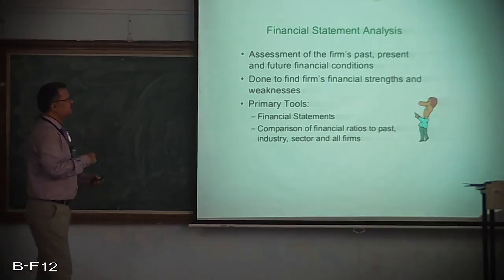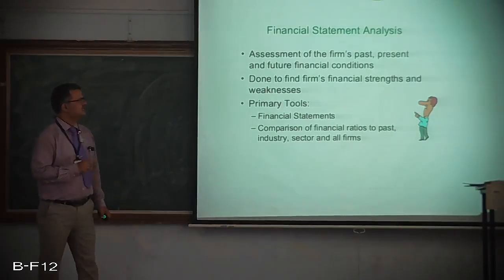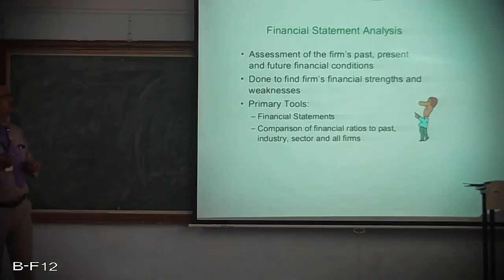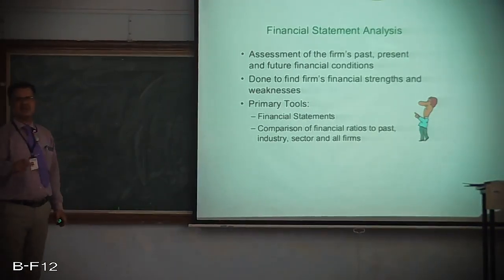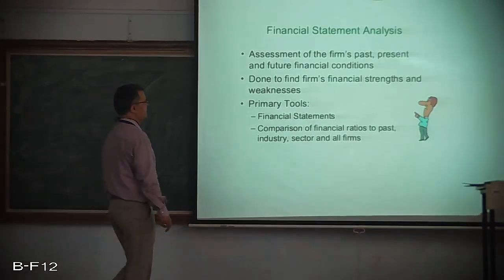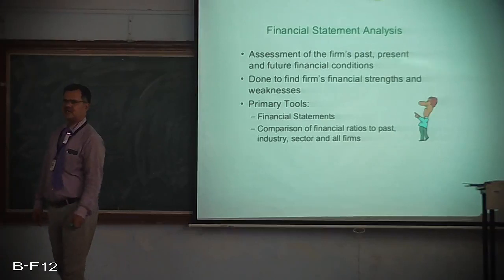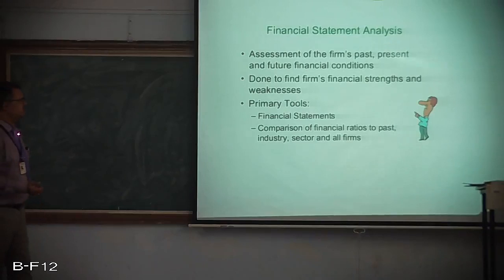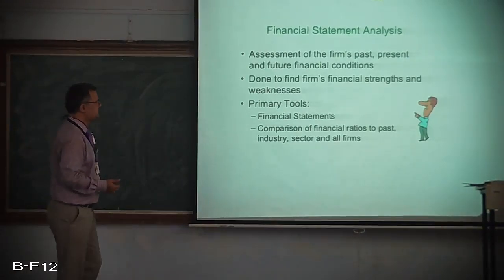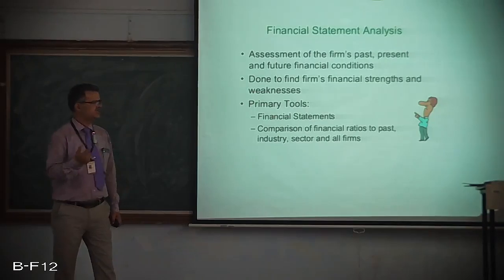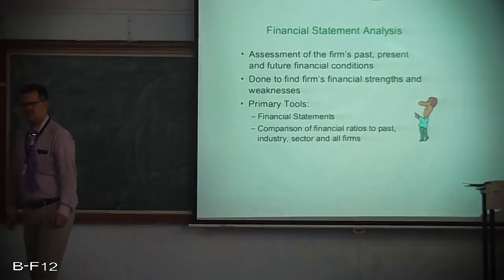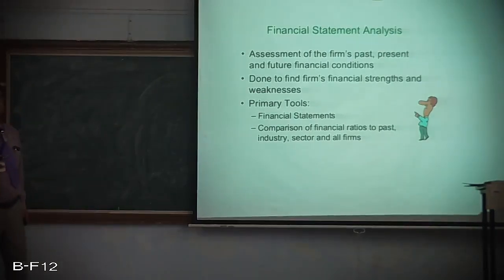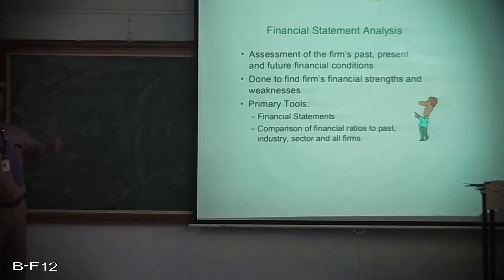It is basically to find the firm's financial strengths and weaknesses. By analyzing the financial statement, you come to know what the strength of the organization is and what its weakness is. There are many tools for analyzing the financial statement. Of course, one is preparing the financial statement, and the other is the comparison of financial ratios to the past, with respect to the industry, with respect to various sectors, and with respect to all firms. These are the three primary tools used for analyzing the financial statement of the organization.